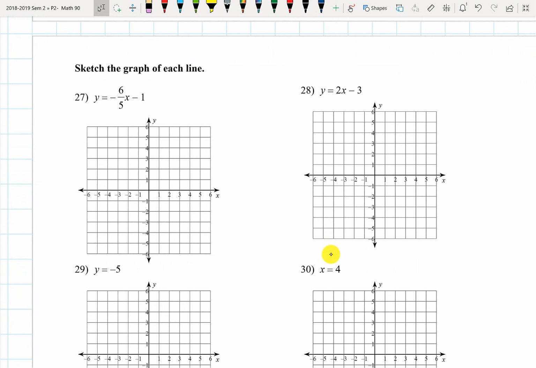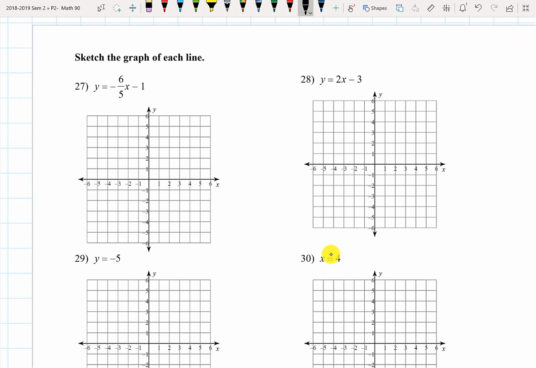Okay, moving on. These are similar, but they have different slopes. So let's write down the slope-intercept form first: y equals mx plus b. m equals slope, and b is the y-intercept.